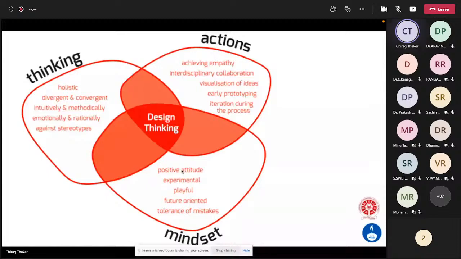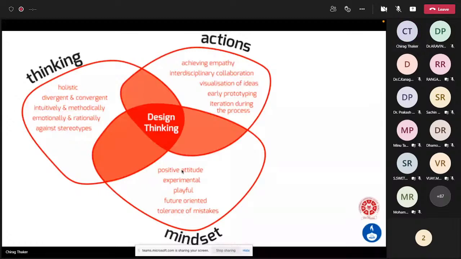Design thinking is all about interdisciplinary collaboration. It is collaborative in nature, and that's why you have to have the habit of visualization of ideas. And after visualizing the idea and checking the feasibility, you have to always go for early prototyping. What is a prototype? The simple understanding is that a prototype is nothing but a simple working model. Any working model, we call it a prototype in very layman's terms.